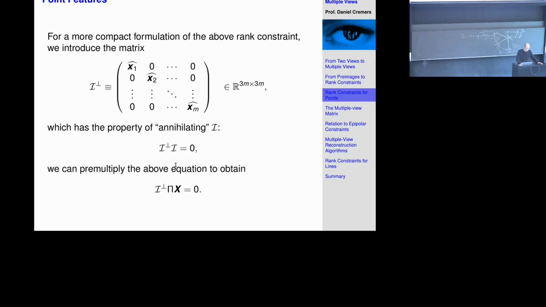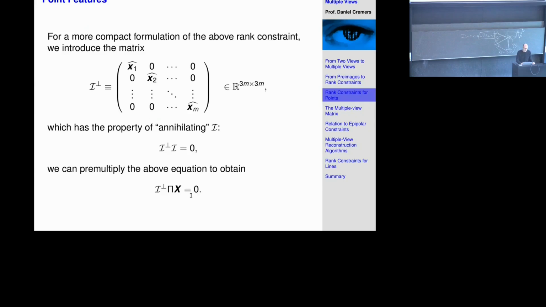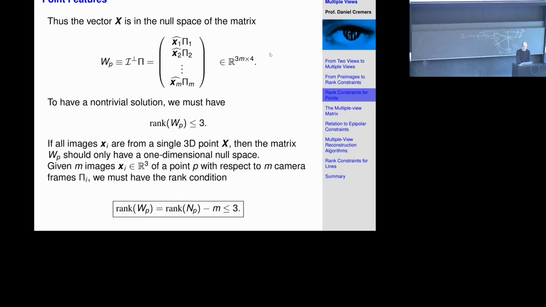Which means if I pre-multiply this equation here with I hat from the left-hand side, then the I term disappears, and what remains is I hat times the projection matrix times x equals 0. And so this says that the 3D coordinate vector x must live in the null space of this matrix I bottom times P. And this I bottom times P is a matrix W P, we call it.